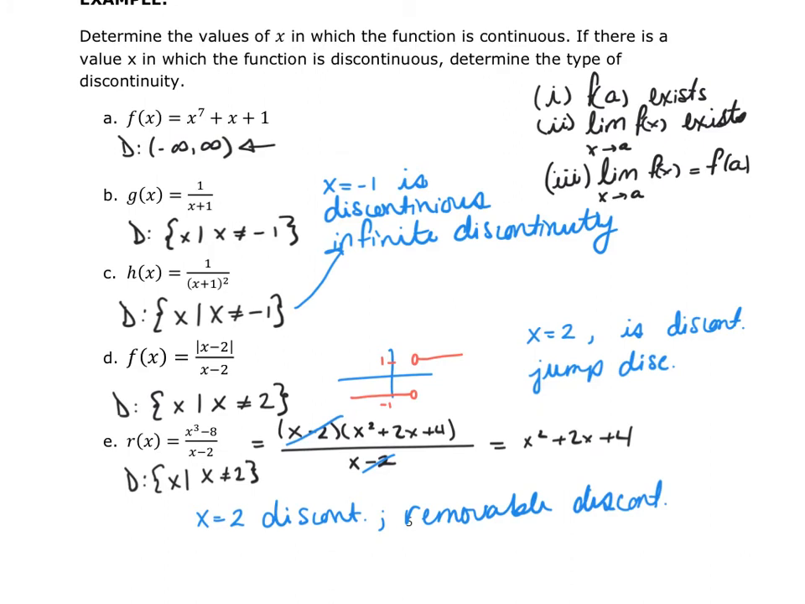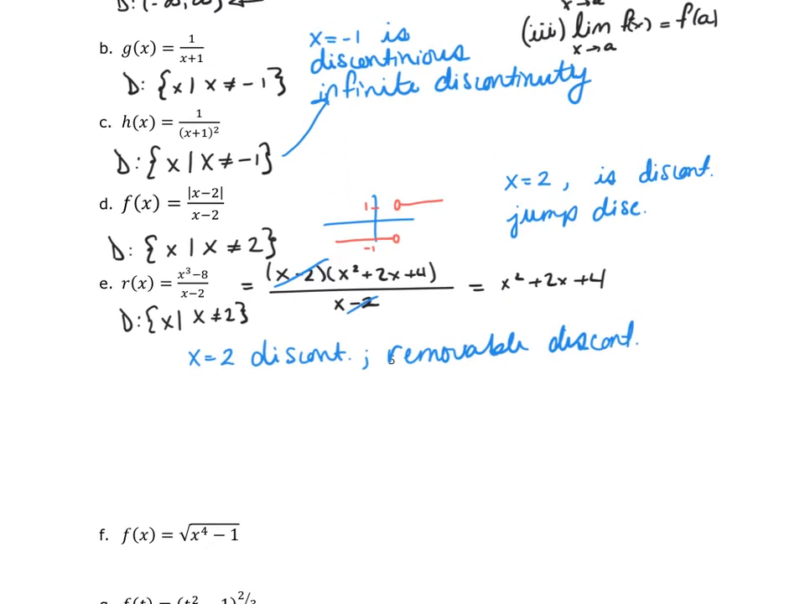So if you were to graph it, it would look something like this. Let me move this up. There we go. So it would look something like this. Here's my graph. And it would look something like this, but at 2, there would be a hole in the graph. So it's going to look something like that with a hole in the graph at 2.